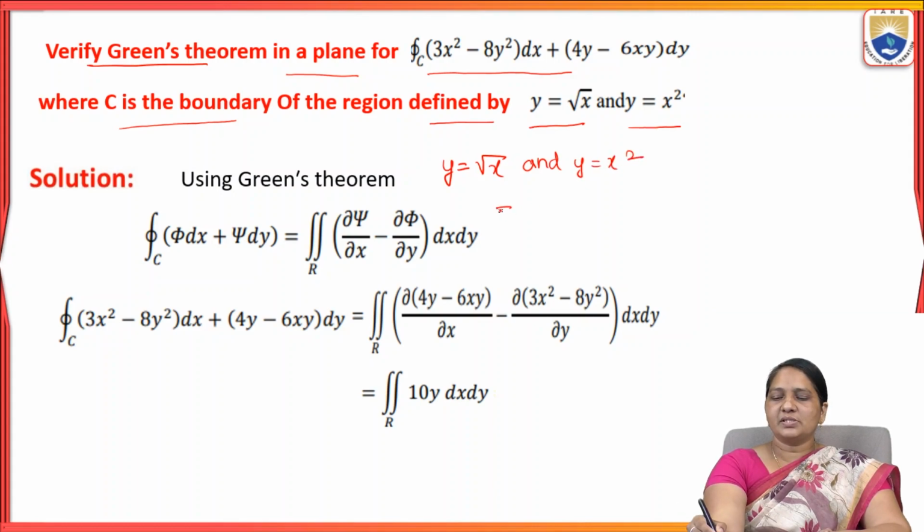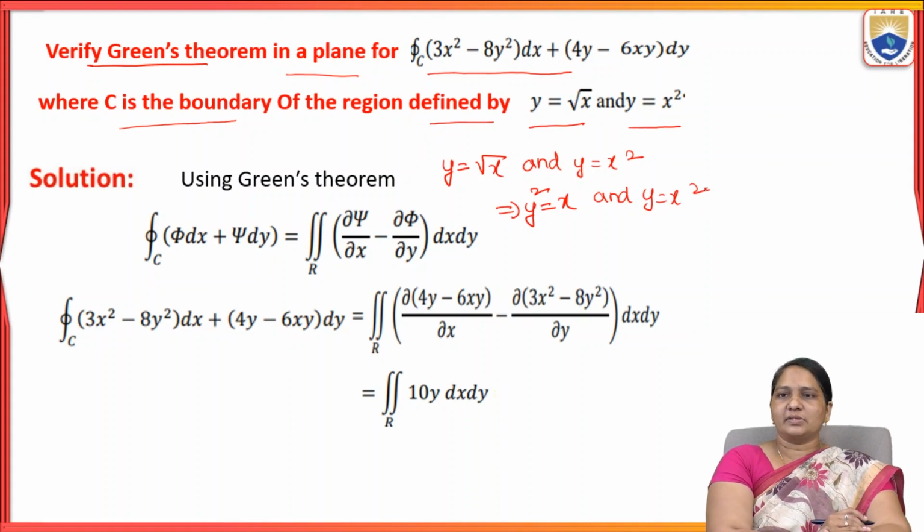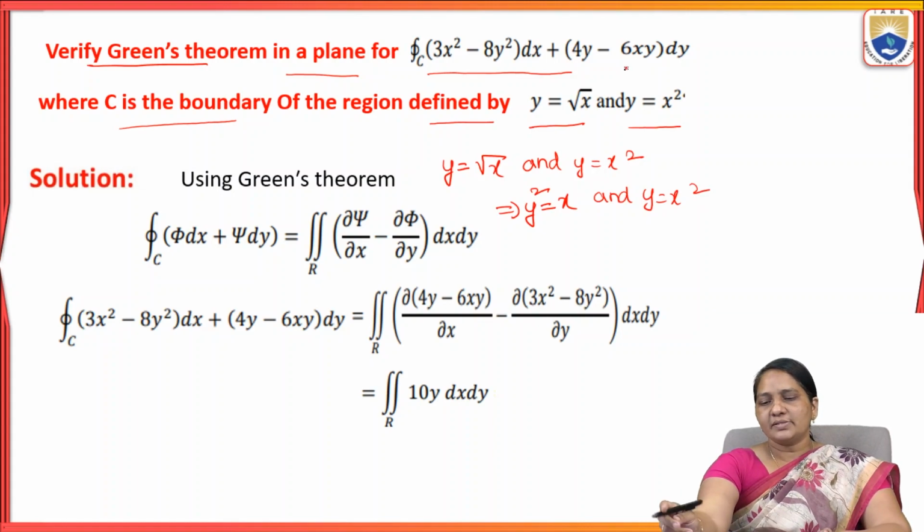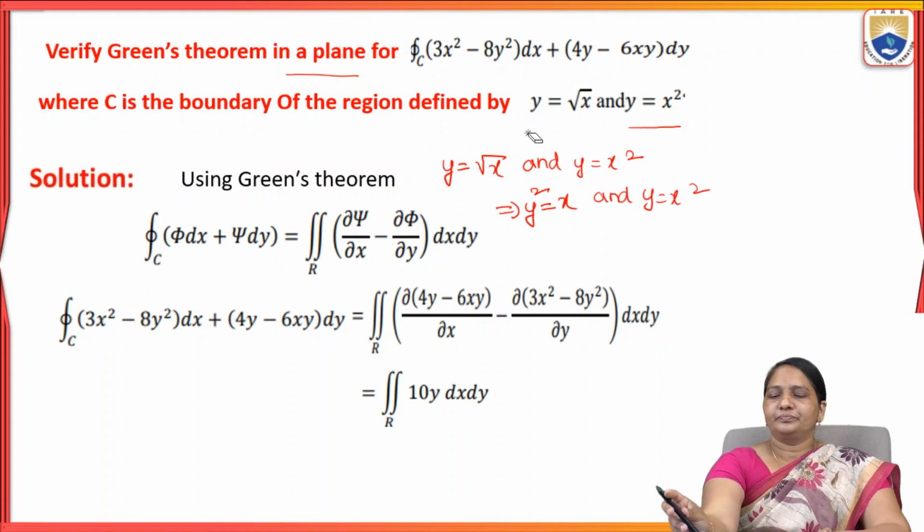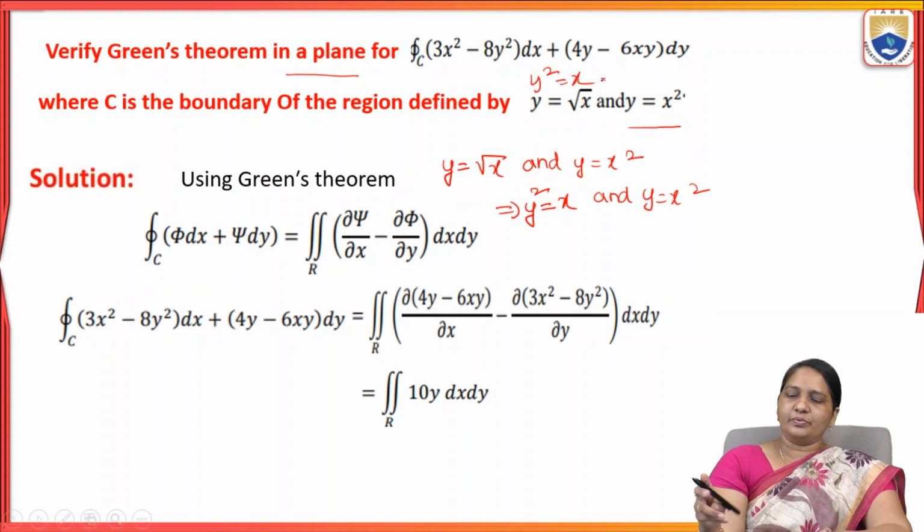So from this I can write y square equal to x. When I am squaring on both sides, I can write this as y square equal to x and y equal to x square. Sometimes they will give the problem like this also. In place of y equal to root x, you can write y square equal to x also.